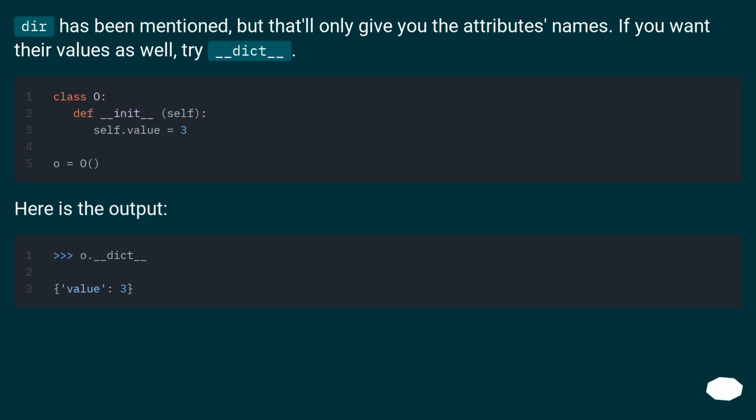Dir has been mentioned, but that'll only give you the attribute names. If you want their values as well, try __dict__. Here is the output.